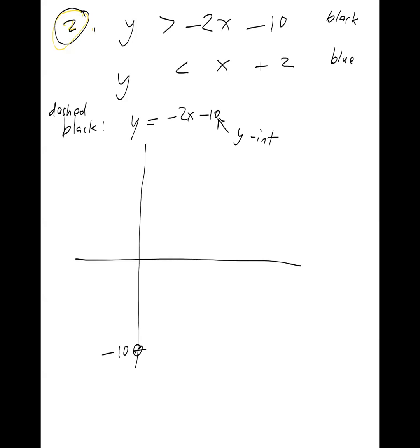Now you go to the slope. And what is the slope? Negative 2. But the slope represents what? Rise over run. Exactly.